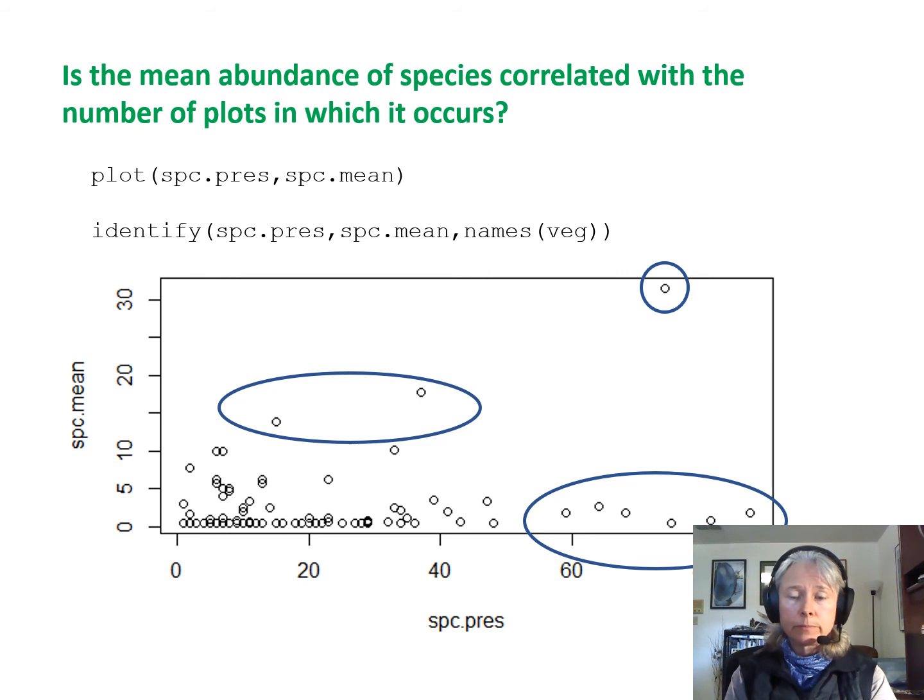So, to get back to the question, is there a relationship between the number of plots in which a species occurs and its abundance? The answer is no, at least not for these data.